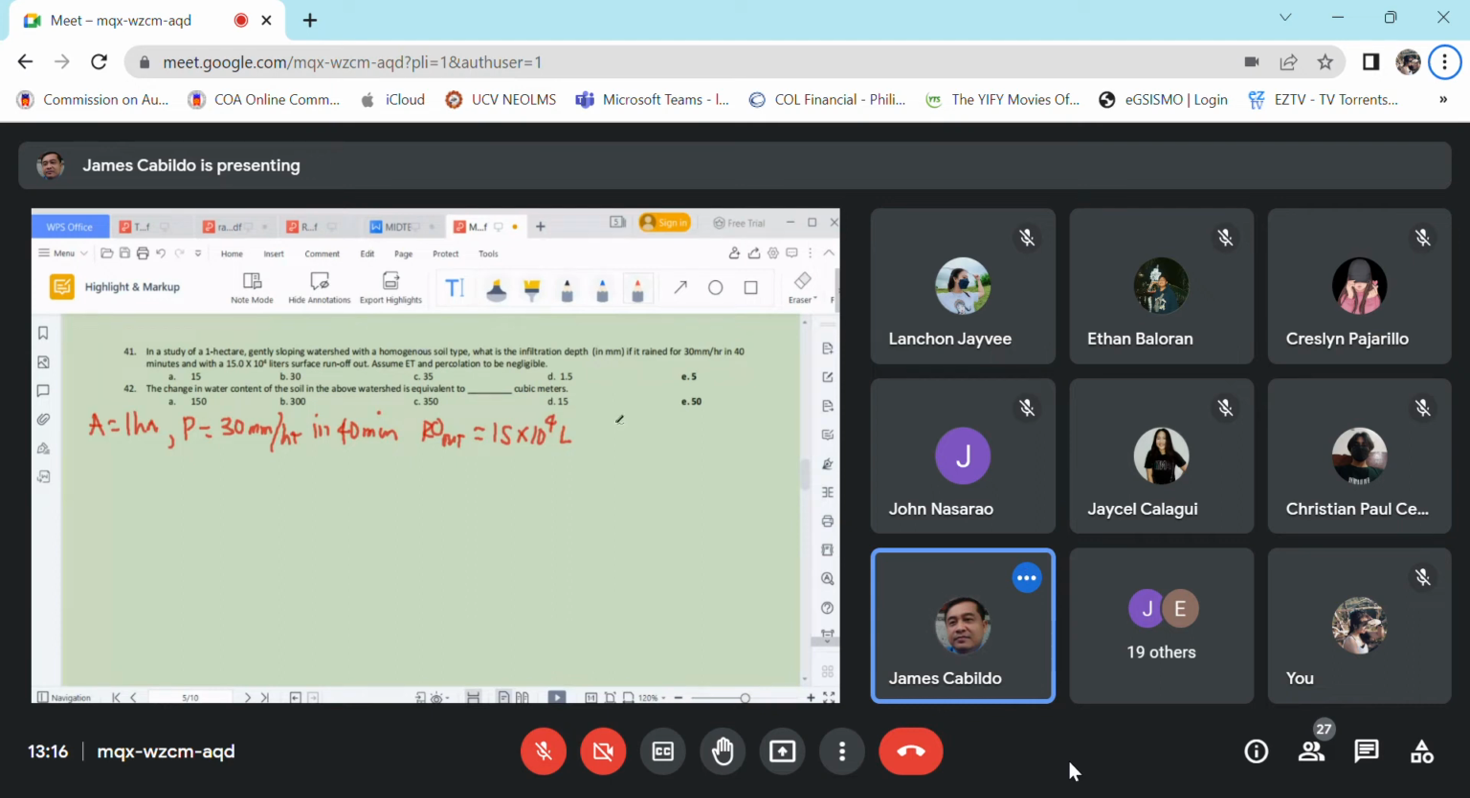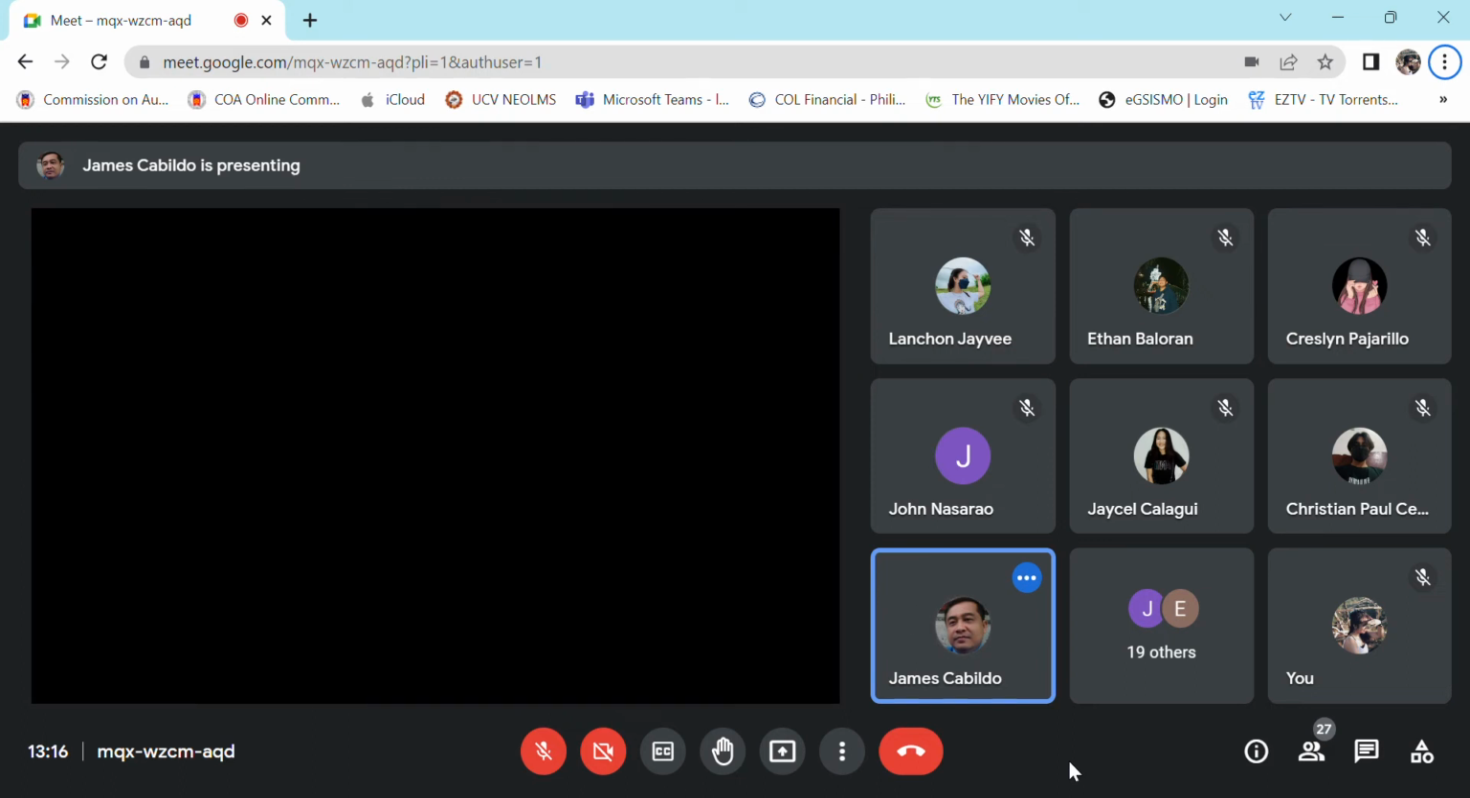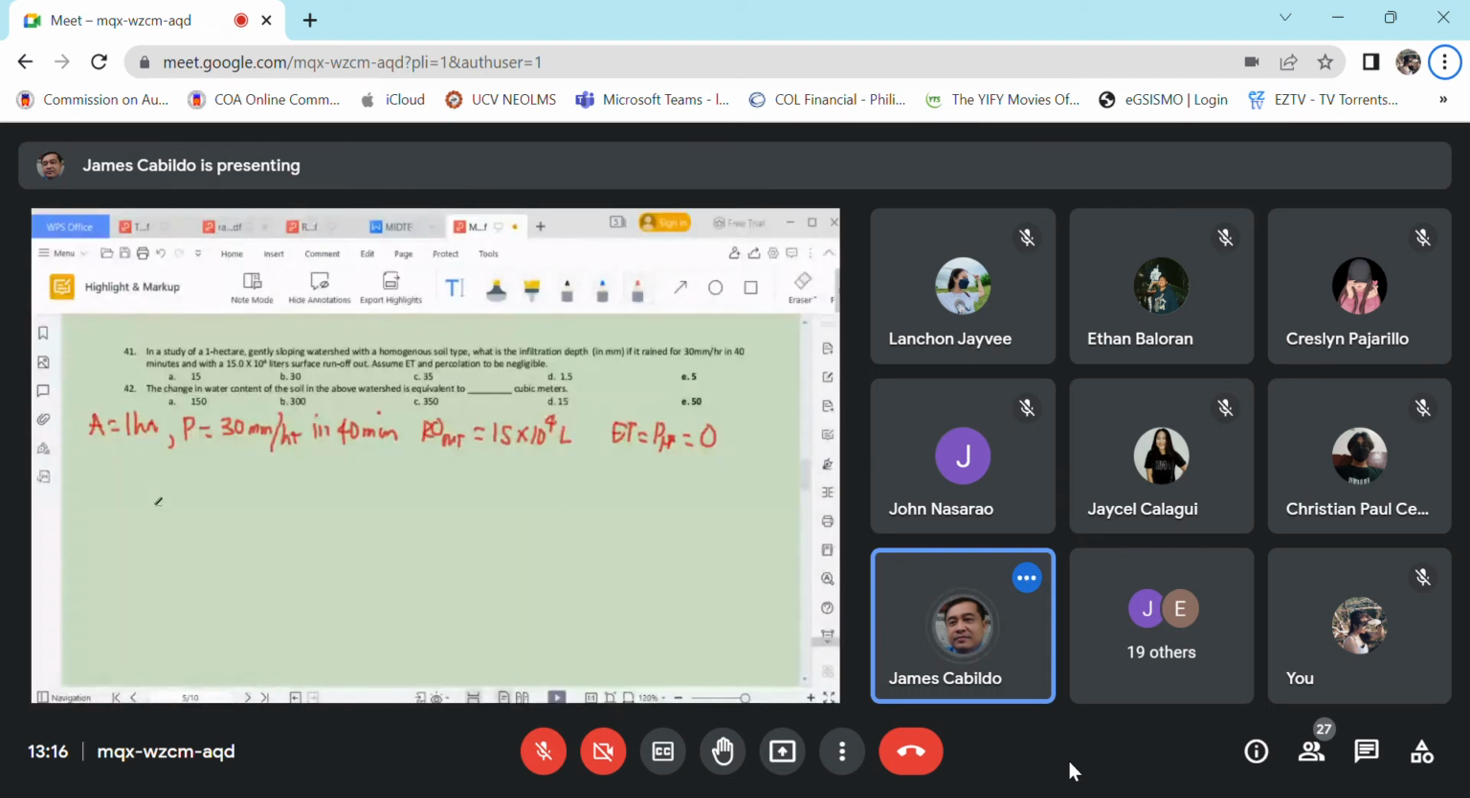Then ET and percolation are negligible. So the question is, what is the infiltration depth in mm? Okay, so it's depth. Depth is what we are looking for, in depth units.